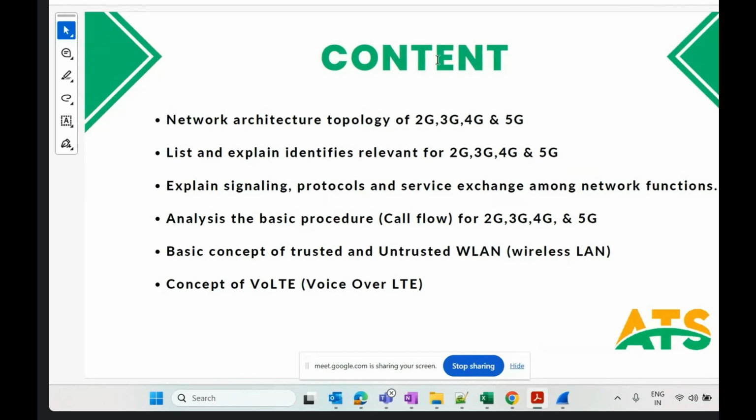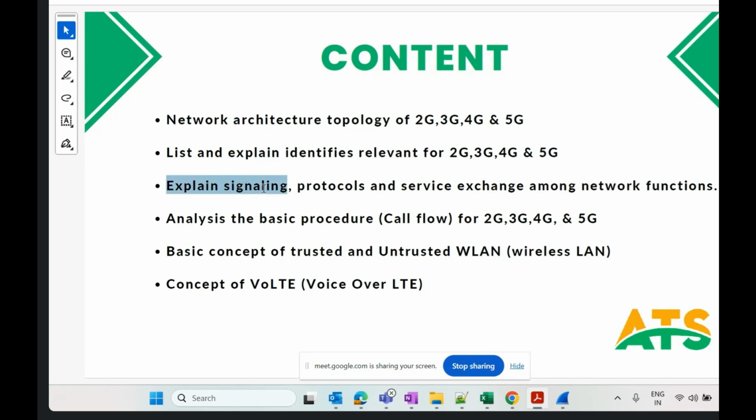So, what is the course content? That is the network architecture topology for 2G, 3G, 4G, 5G. List and explain the identifiers relevant for 2G, 3G, 4G, 5G. This is very much clear, right? Architecture, how it looks like, how it works, and identifiers means, for 2G, you all know about the mobile number, IMSI, right? Mobile number is called MSISDN, and IMSI, IMEI, but in 4G it is different, and in 5G also it is a separate naming convention.